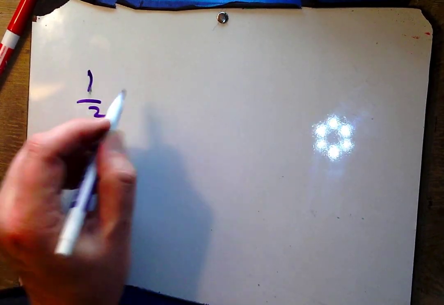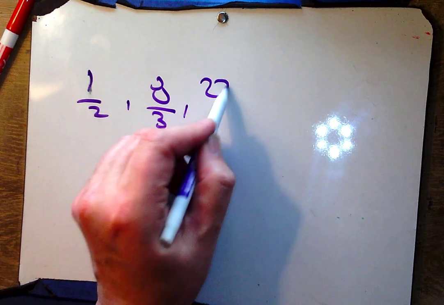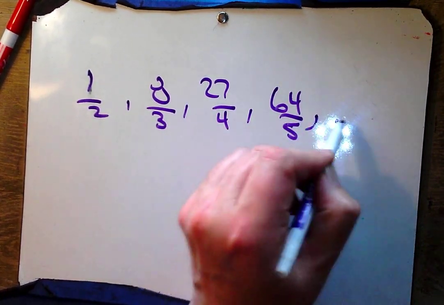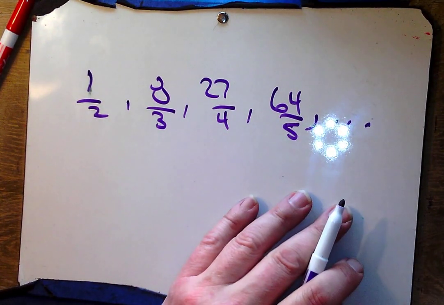1/2, 8 thirds, 27 fourths, 64 fifths, and so on. And I want to say a couple things here.